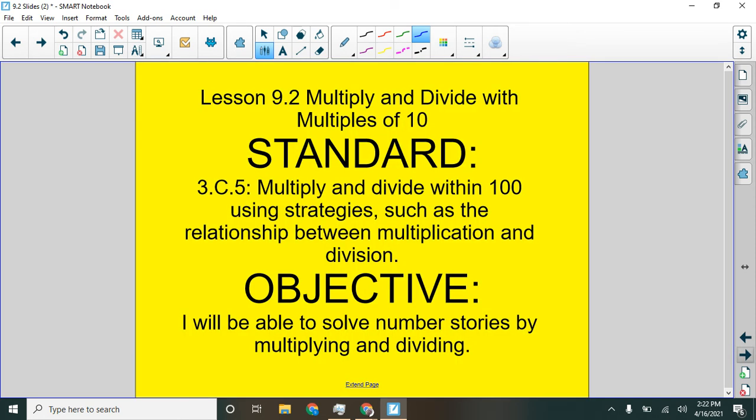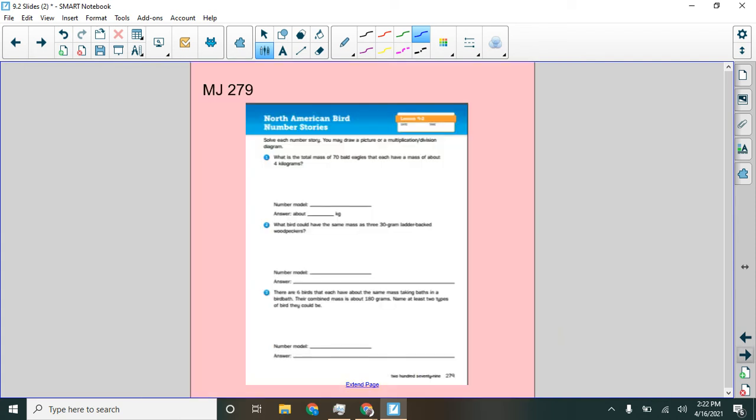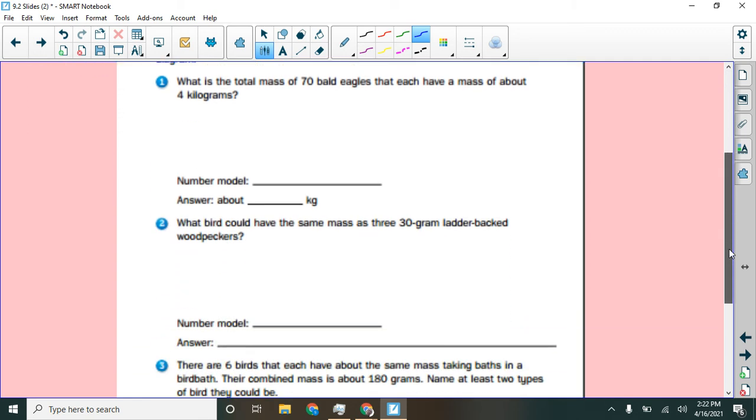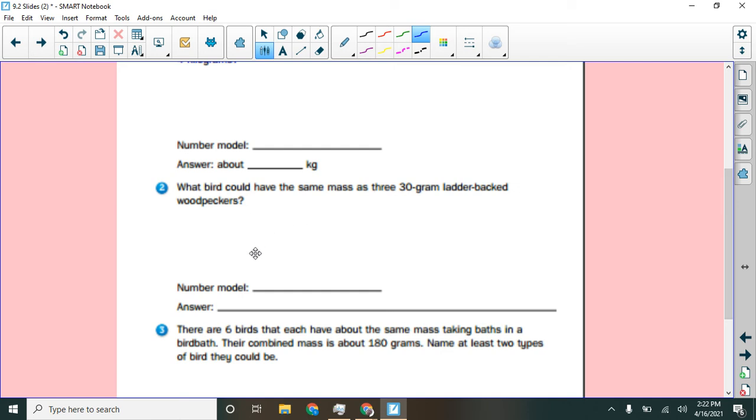Okay, you have 3 problems. There's that objective, where we're solving some number stories here. You have 3 problems in your math journal. We are going to do one of those together. So open up your math journal to page 279. And the problem we are going to do is number 2. You're going to get to do number 1 and number 3 on your own. The directions for the page say to solve each number story, you may draw a picture or a multiplication or division diagram. I picked number 2 because it's a little bit different.